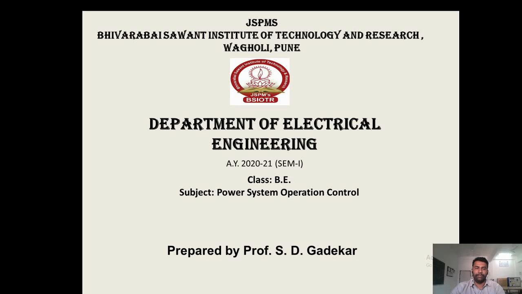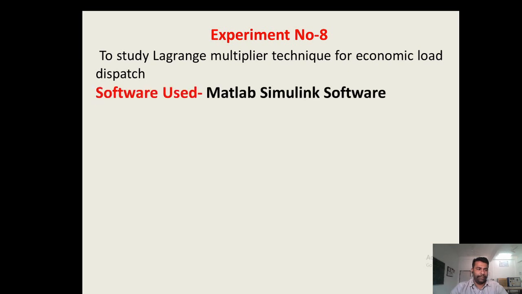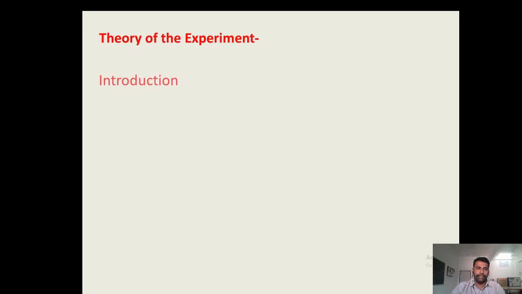We are going to perform experiment number 8 of power system operation control. The title of the experiment is to study Lagrange multiplier technique for economic load dispatch. For this experiment, we will require MATLAB Simulink software. Now, we will see the theory part of the experiment.